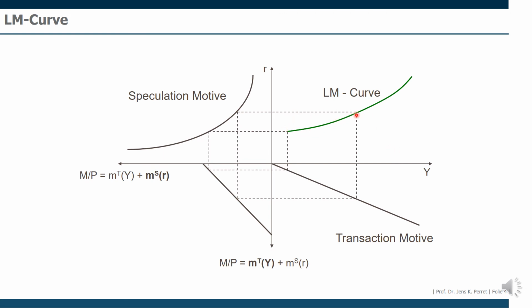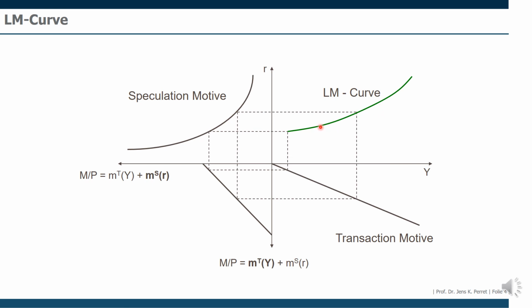This is also slightly curved because the speculation motive was hyperbolic, also slightly curved. If here we would have used a linear version for the speculation motive, we would also have gotten a linear curve here in the upper right. And whatever we get in the upper right, that's then our LM curve. That's the same as the result we get from our mathematical modeling from the slide before. And as we can see here, it's describing a positive relation between income and interest, between GDP and interest rate.